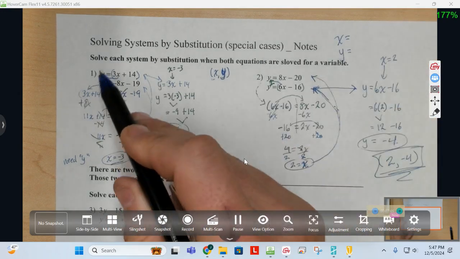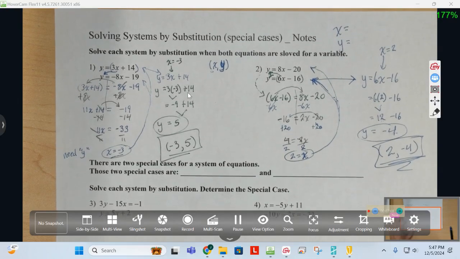Okay. So these are the special cases when we have more than just an x equals or just a y equals. We have both. We have, in this case, both of them are y equals equations.